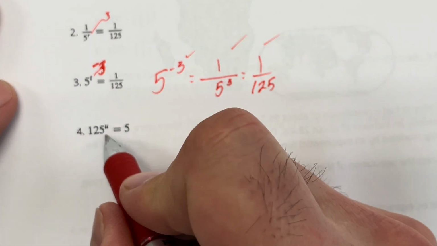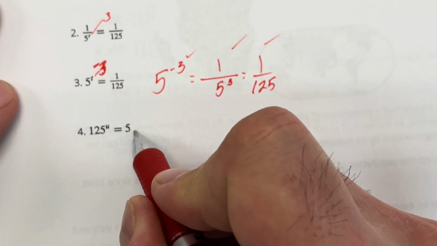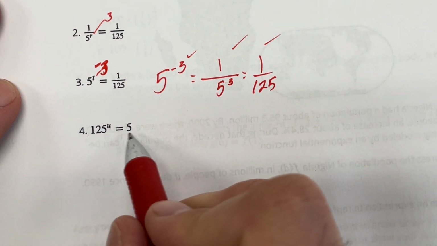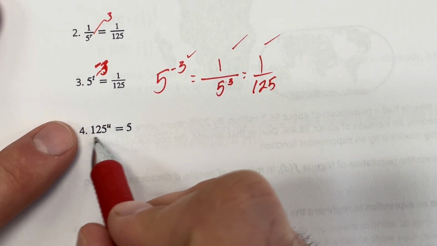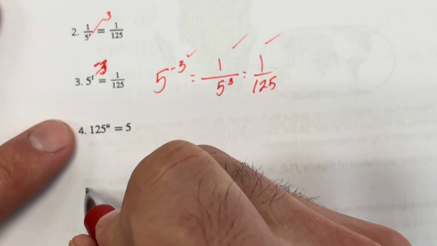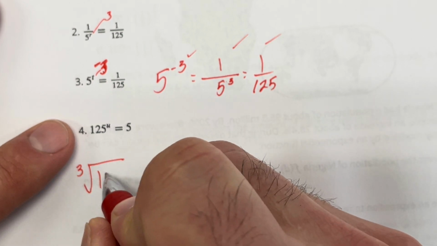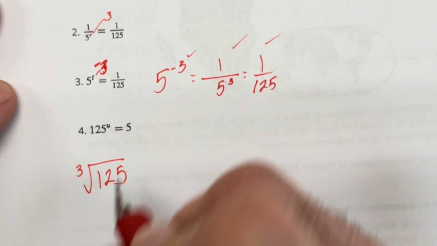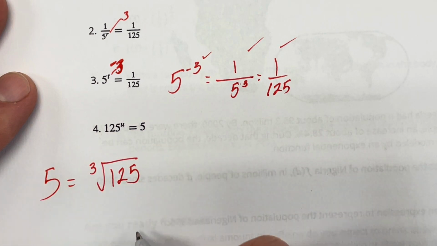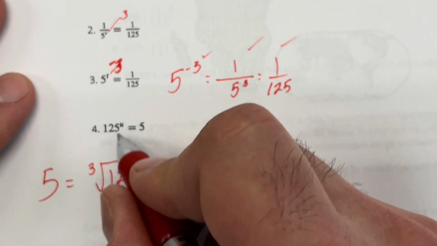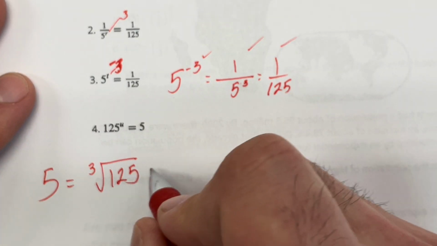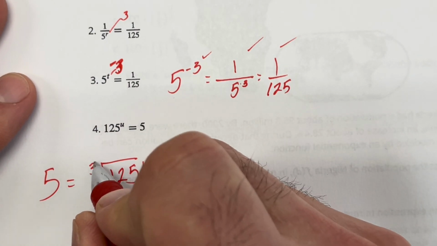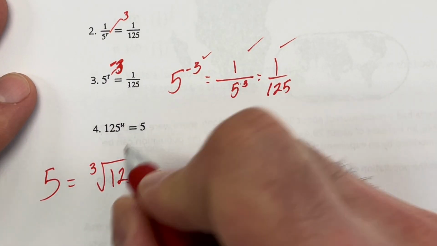Now 125 to what power is equal to 5? Well, that's looking at the relationship. What do you have to do to 125 to get 5? Well, you have to take the cube root of 125 in order to get 5. But what power does that turn into? Do you remember how we did yesterday, how we put a power here? We did it the other way around.